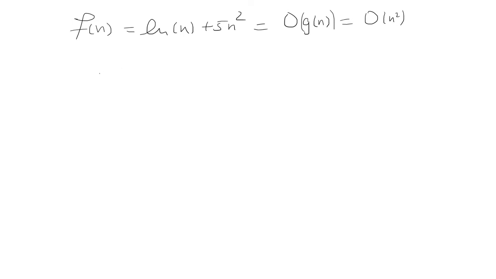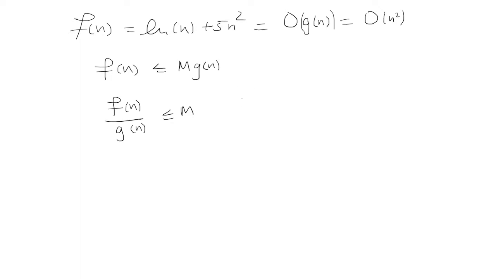So we're given f of n is equal to ln of n plus 5n squared. And we want to show that this is big O of g of n, where g of n is n squared. Okay, so another way to think about this is we want to find some capital M such that f of n is less than or equal to M times g of n. And if we divide both sides by g of n, we have f of n divided by g of n being less than or equal to M. So if we can find M, we're good to go.